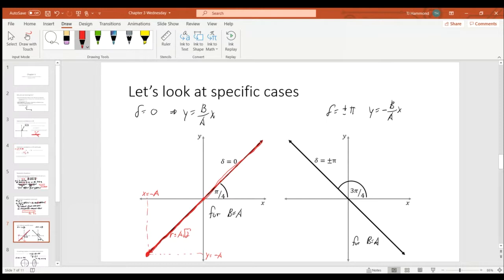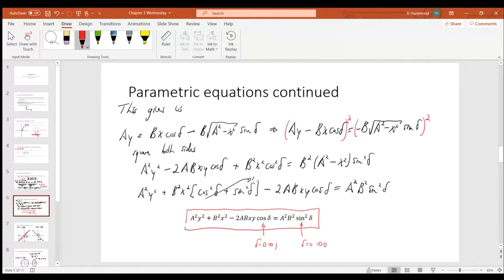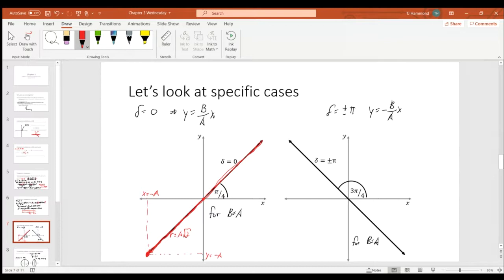Okay, we can also say that delta is equal to plus or minus pi. So in the case plus or minus pi, cosine is going to be negative 1, and sine pi is still going to be 0. And so instead what we get is y is equal to negative b over a times x. And so again, we do the same thing: we pull this out to some initial position, and then we let this thing go, and it'll oscillate back and forth along this line. So that would be viewing a pendulum from above.